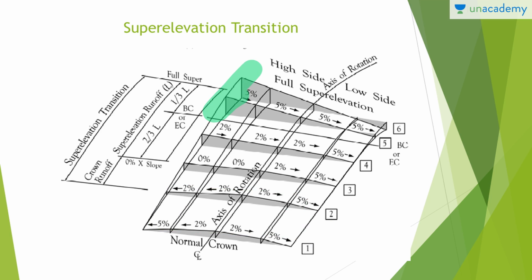Okay, you can see this is the 2/3, this is the 1/3, and this entire thing is the super elevation runoff. So in the 2/3 the rise is not much, but in the last 1/3 the rise is full, and this is the crown runoff. So this portion is the crown runoff, and this whole thing, this entire thing, is the super elevation transition.